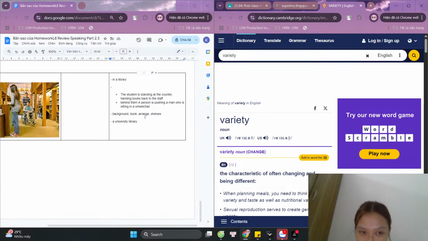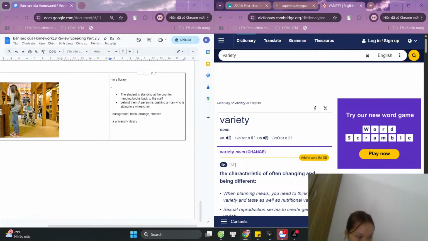This is a picture of a library. On the left side, the student is standing at the counter, handing books back to the staff. Behind them, a person is pushing a man who is sitting in a wheelchair.